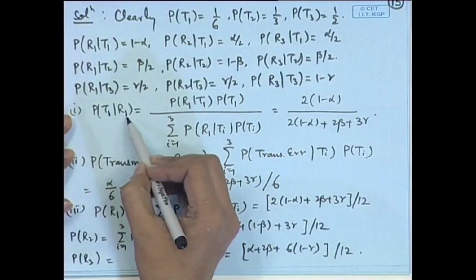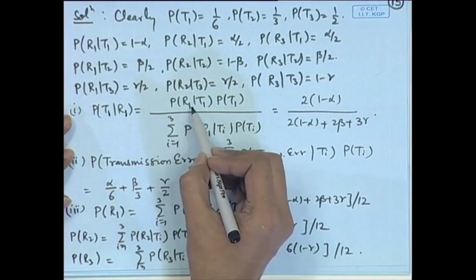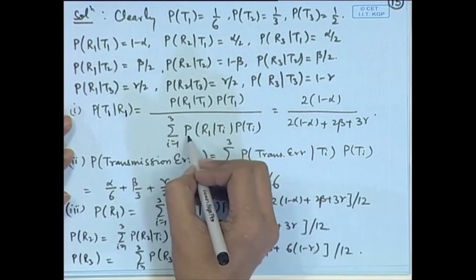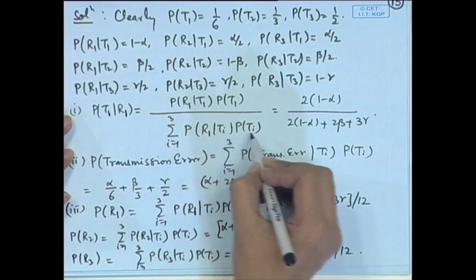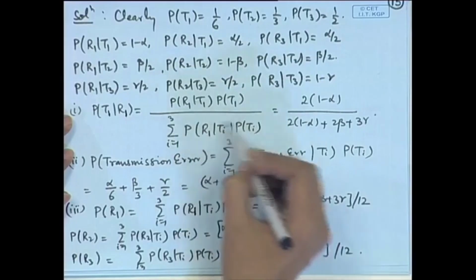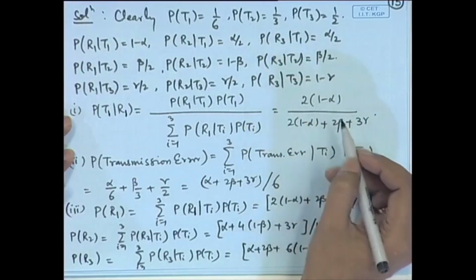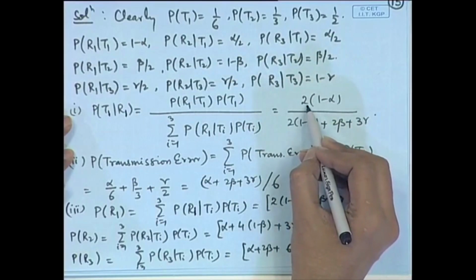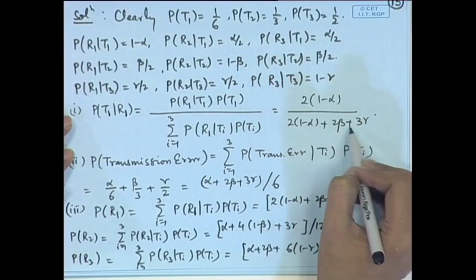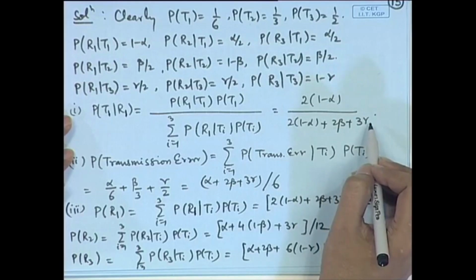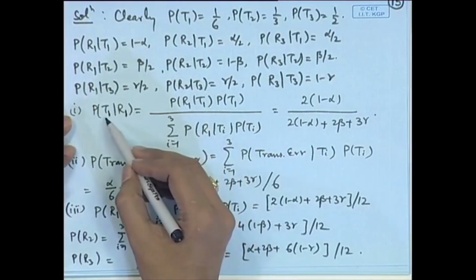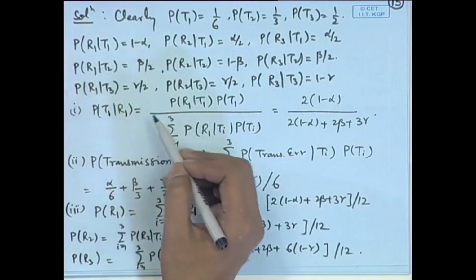We will use Bayes theorem here. So, probability of T 1 given R 1 is equal to probability of R 1 given T 1 into probability of T 1, divided by the sum over i equal to 1 to 3 of probability of R 1 given T i into probability of T i. All the expressions are given here, and we substitute. After simplification it turns out to be twice 1 minus alpha divided by twice 1 minus alpha plus twice 1 minus beta plus 3 times 1 minus gamma. In a similar way we can calculate probability of T 1 given R 2, T 2 given R 1, T 2 given R 3 and so on.